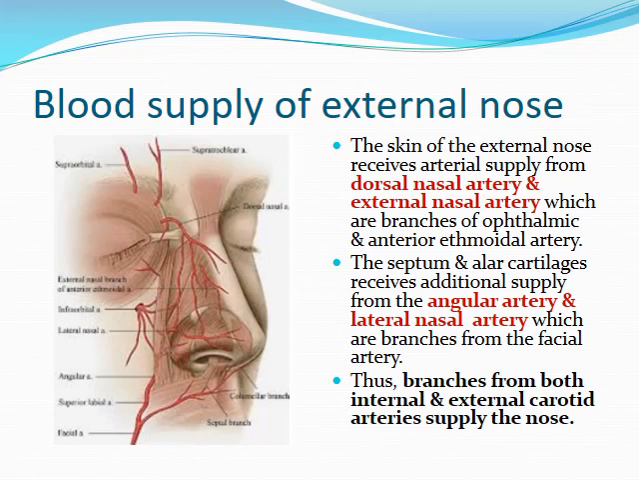As for the blood supply of the external nose, the skin of the external nose is supplied by the dorsal nasal artery and the external nasal artery, which are branches of the ophthalmic and the anterior ethmoidal artery. The septum and the alar cartilages receive additional blood supply from the angular artery and the lateral nasal artery, which are branches of the facial artery. Thus, you can see that branches from both external and internal carotid arteries supply the nose.